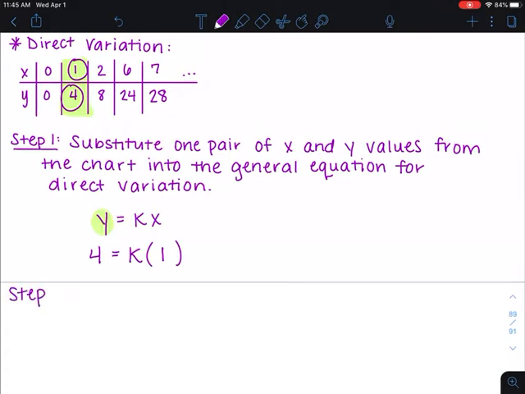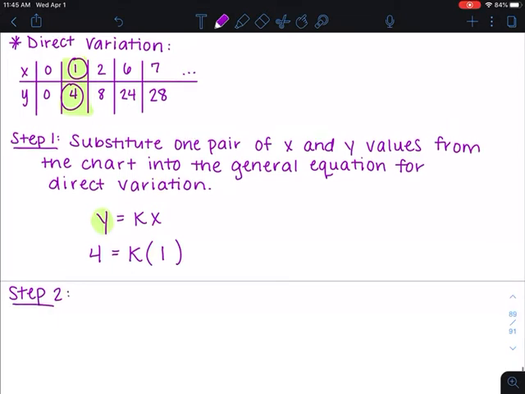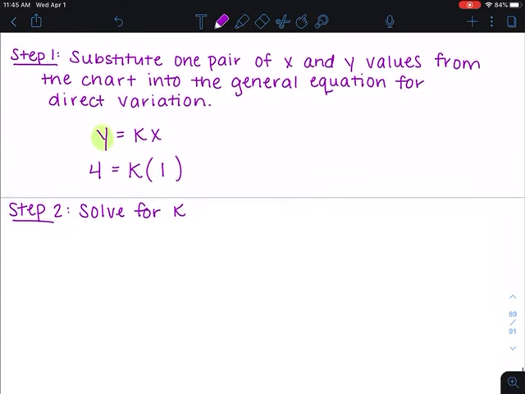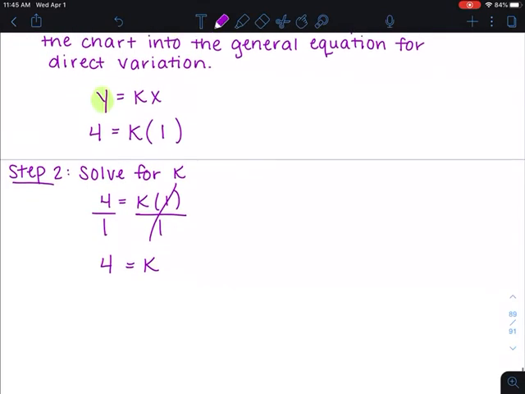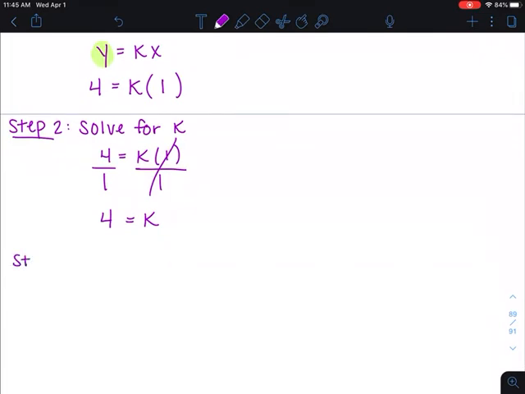Alrighty, so step 2, we did step 1, we substituted the pair. Step 2 is going to be to solve for k, so I'm going to rewrite this here. 4 is equal to k times 1. The opposite of multiplying by 1 is dividing both sides by 1. These ones here will cancel. 4 divided by 1 is just 4. So we know that k is equal to 4. Alright? k is equal to 4.